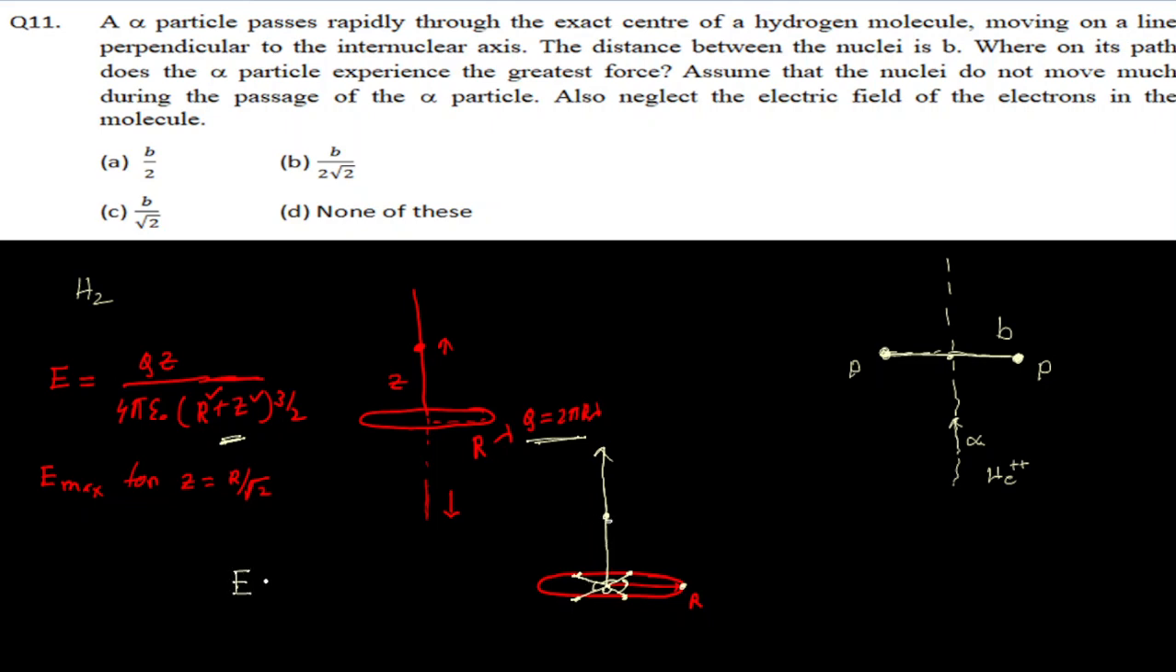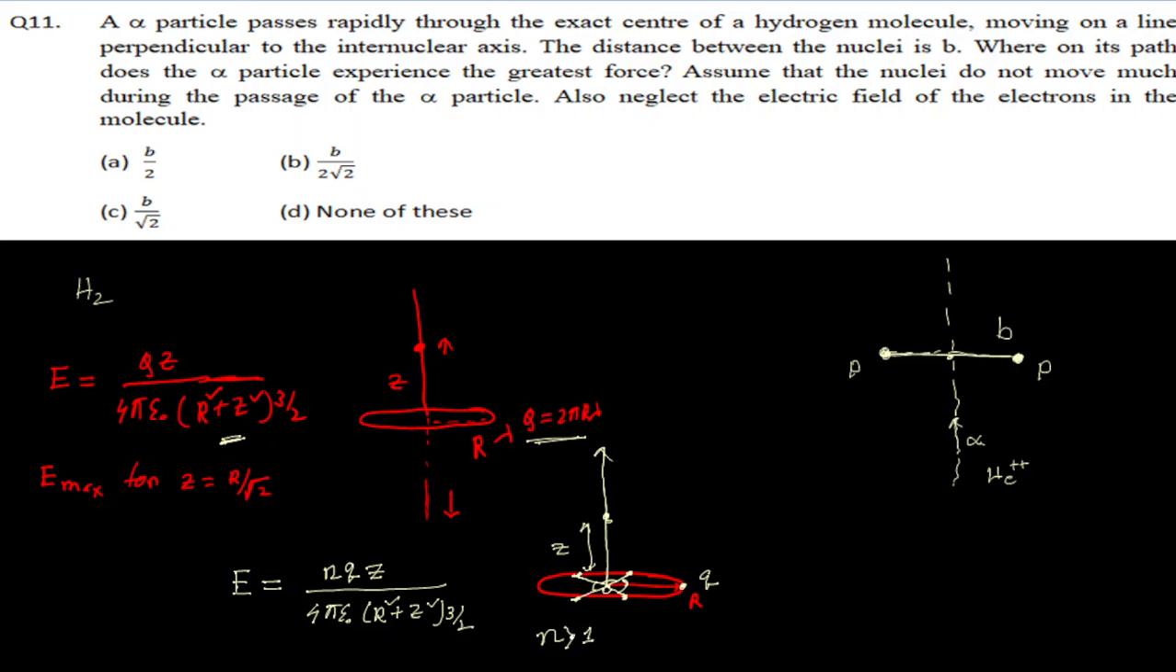This electric field will be E equals n, and if each charge is q, then the total charge on this loop will be n into q. Then if this distance is z, it will be nqz divided by 4 pi epsilon naught, r square plus z square whole to the power 3 by 2, where n should be greater than 1. So at least n should be 2, minimum value of n should be 2.